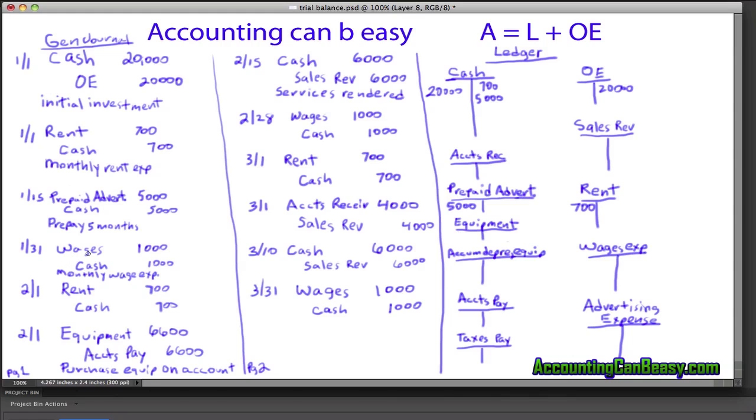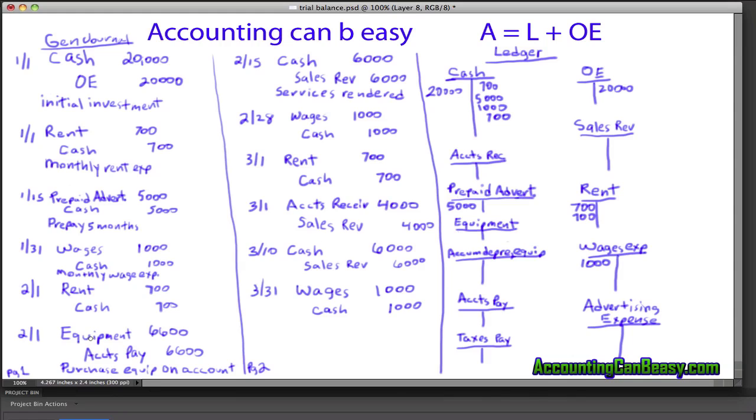On the 31st of January, we had wages of $1,000 out of our cash account for a part-time worker. $1,000, $1,000. On the 1st of February, we paid our rent again, $700. So we debit rent for $700 and we credit cash for $700.